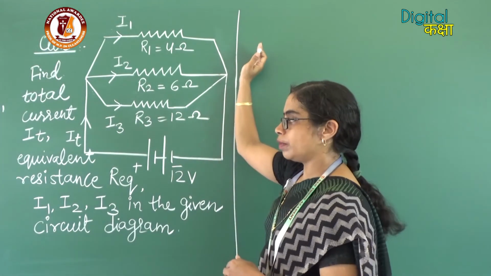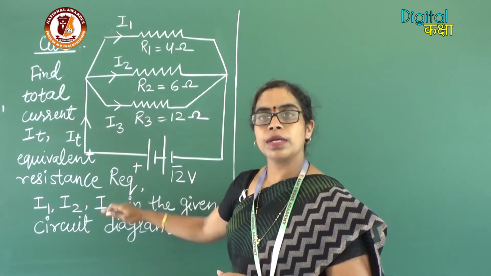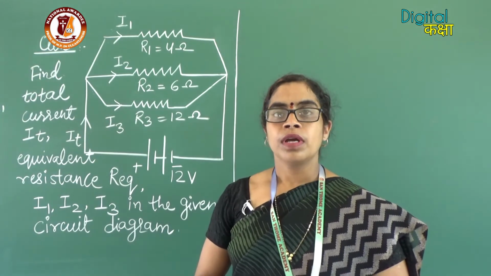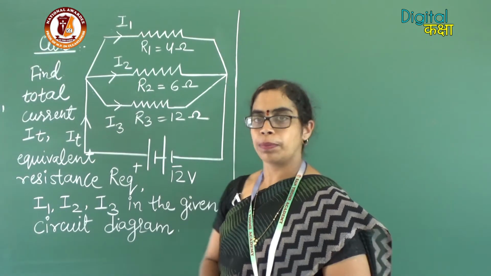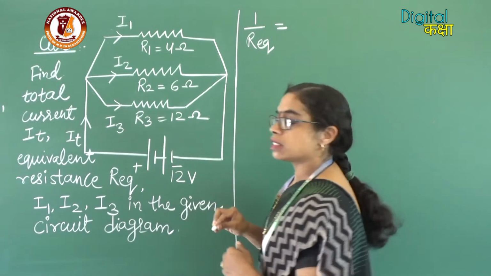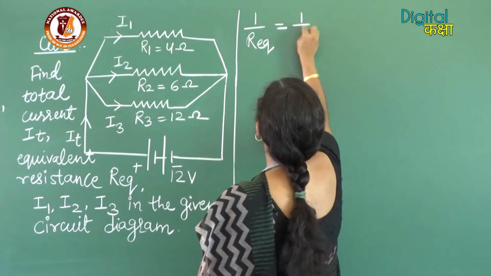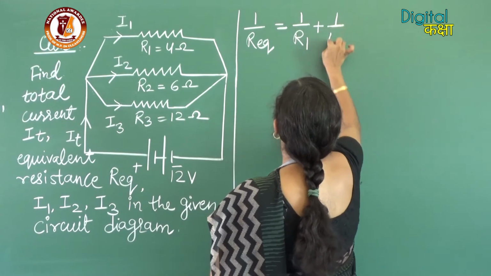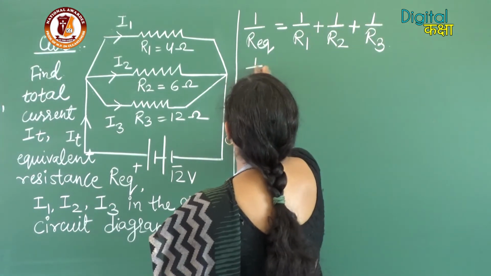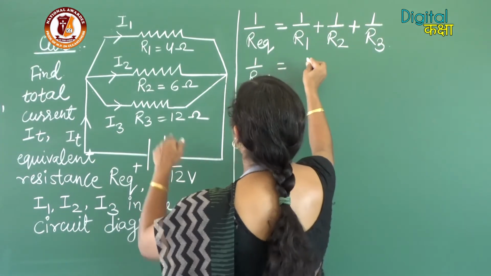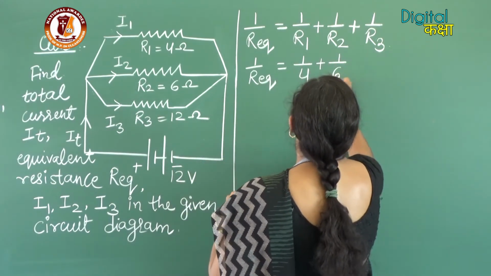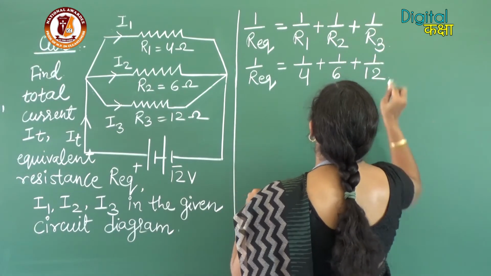Coming to the solution, in which first we are calculating the value of R equivalent of this given circuit. We know that the standard formula for the parallel combination in order to get the equivalent resistance is given as 1 upon R equivalent is equal to 1 upon R1 plus 1 upon R2 plus 1 upon R3. On substituting the values of R1, R2 and R3, I will get here on RHS 1 upon 4 plus 1 upon 6 plus 1 upon 12.